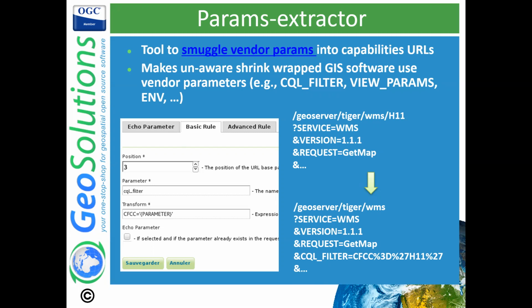Now, this is gonna turn the parameter into a SQL filter without the client realizing it. And this basically allows general usage of vendor parameters in shrink wrap applications such as QGIS. When you use them in this way, you can give the client a capabilities document that contains the H11. GeoServer will reflect that H11 into the backlinks of getMap, getFeatureInfo, and so on. And the client will literally use it in every request without even realizing.